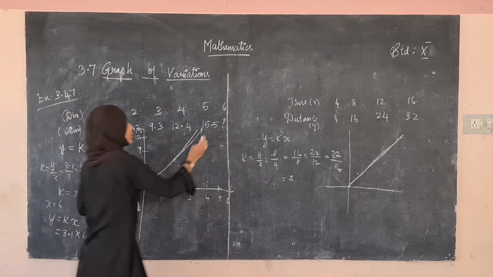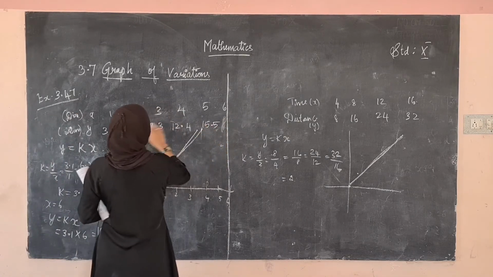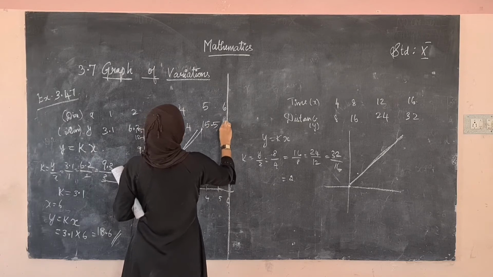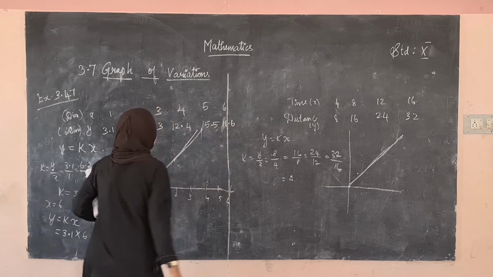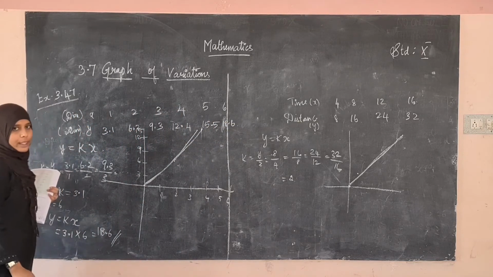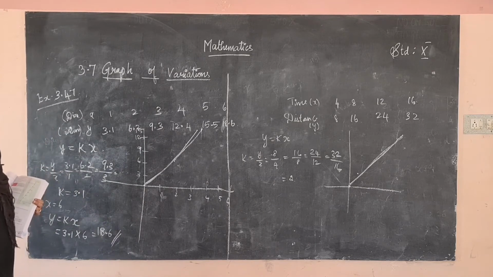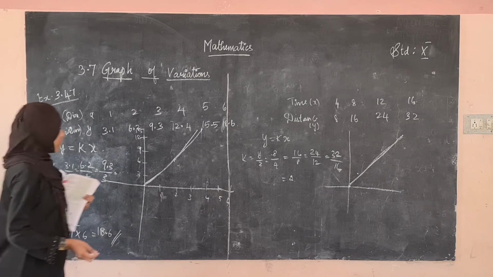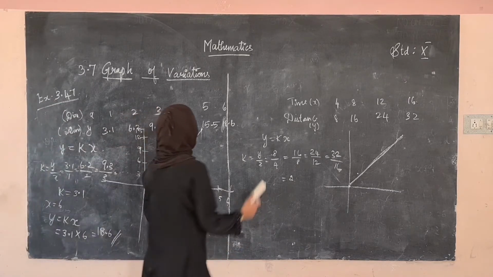So the value of y, sorry. When the value of x is 6, the value of y is 18.6. Okay, this is what we have to find. That's the question they have asked. So 18.6 is the answer. Now, shall we move on to the next sum?